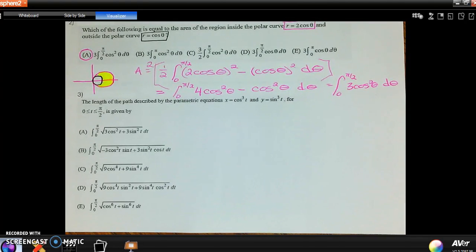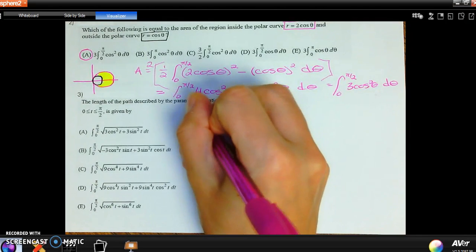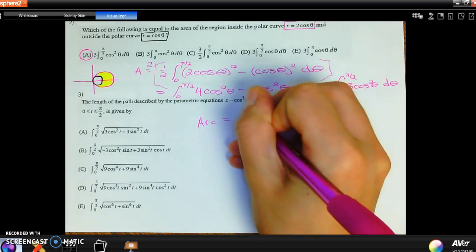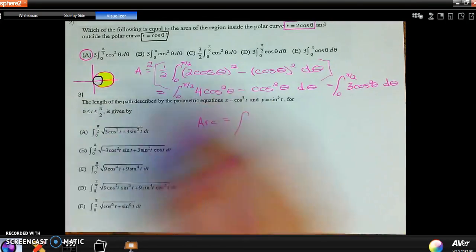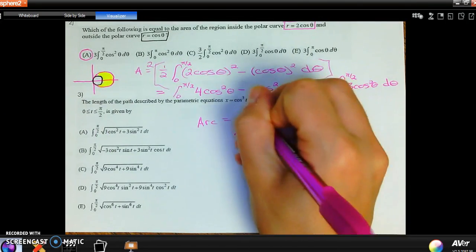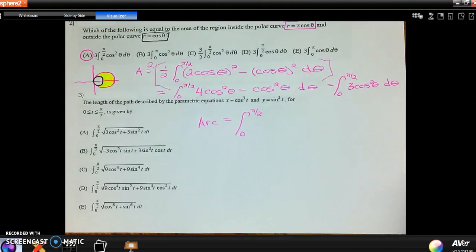So the length of the path described by the parametric equation. So this is just your arc length formula from parametrics. I think we did that on day 1. So remember your arc length formula is the integration. They are going to give you the bounds of integration. So from 0 to pi over 2.